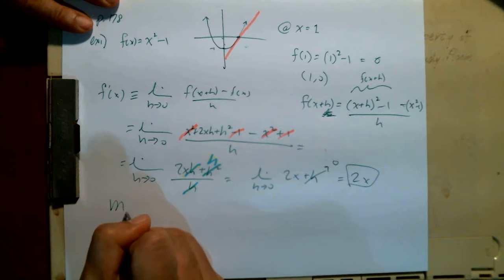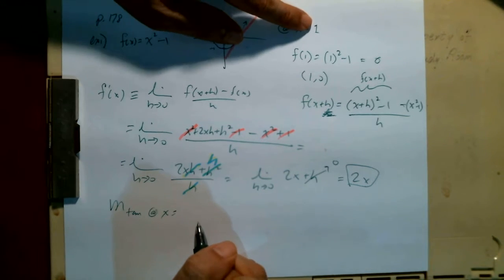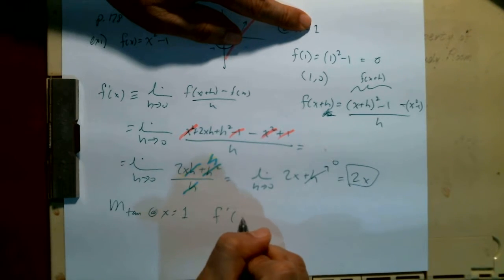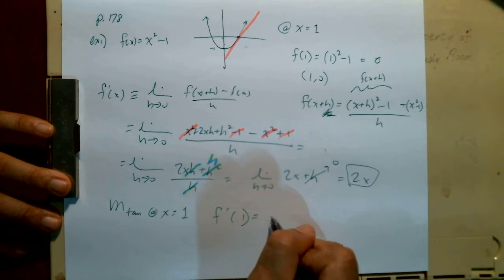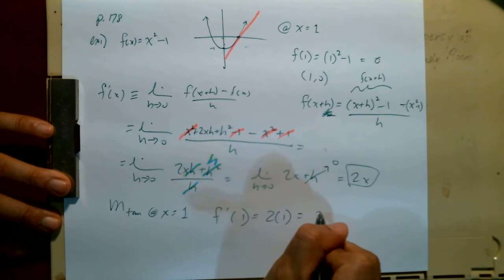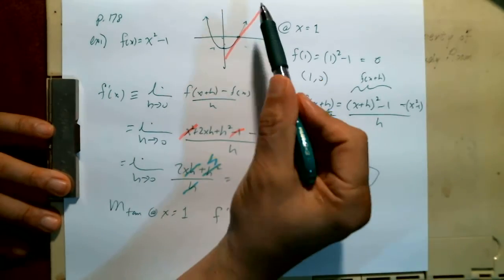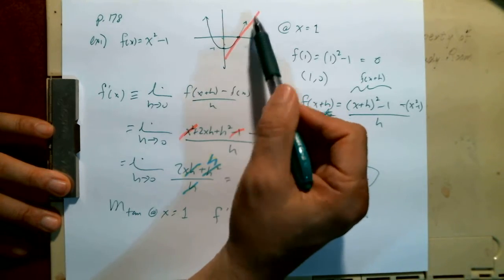So the slope of the tangent at x equals, we said x equals 1, right? f prime, the slope, at 1 is 2 times 1, which is just 2. That's your slope. Remember what I said earlier, it seems like the slope was positive 2. And here it is right there.